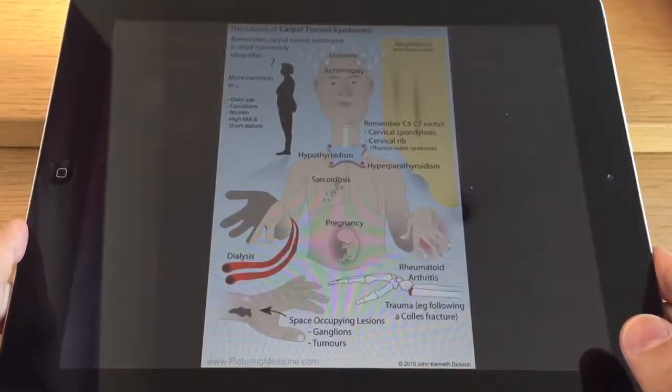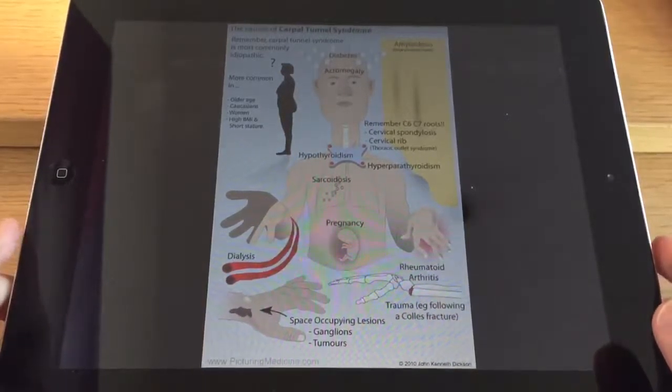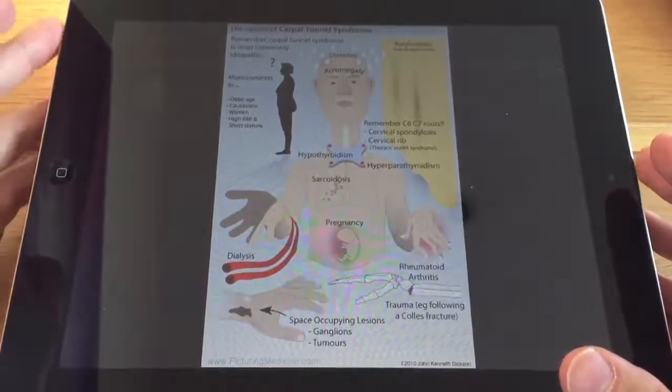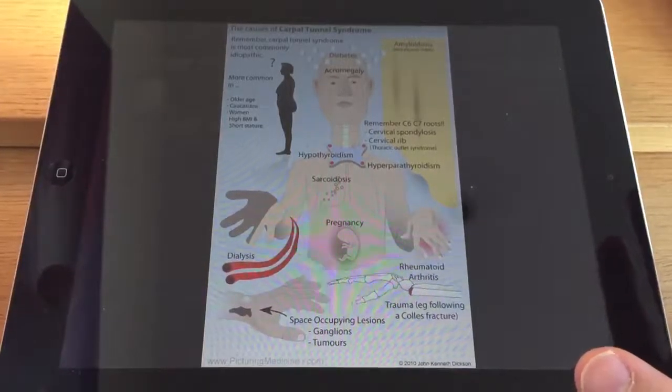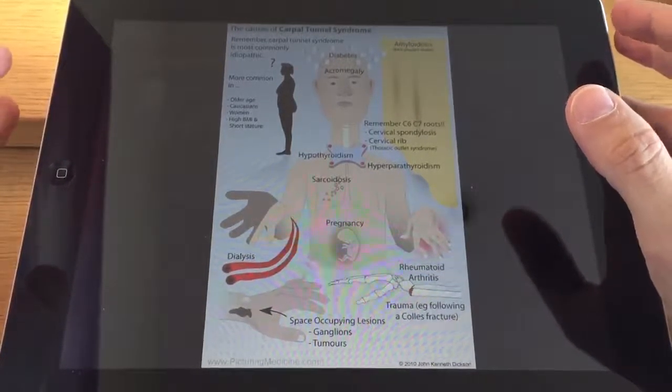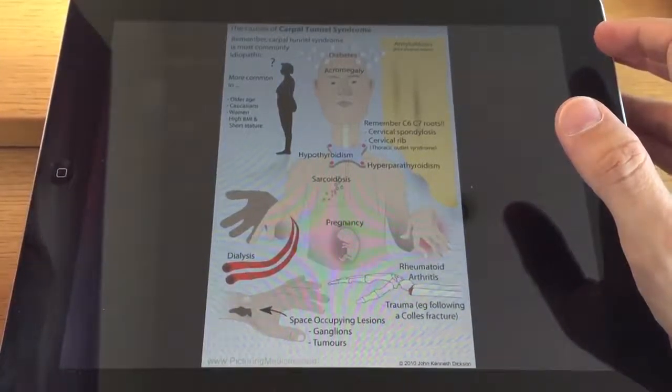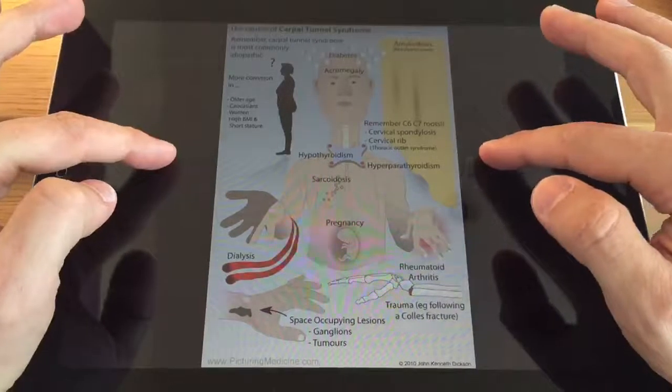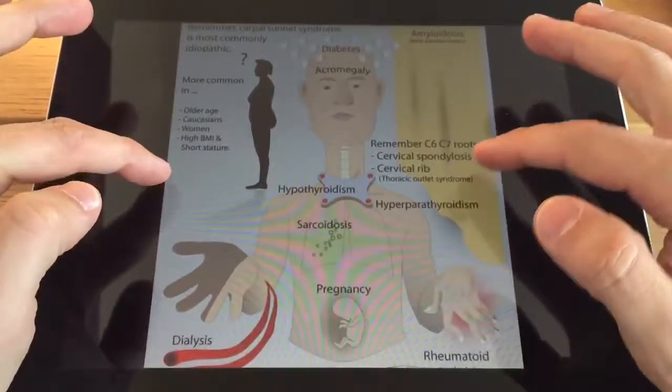Right, so this is a very quick run through on carpal tunnel syndrome. And again, a very stark visual aid memoir to help you with recalling the different causes of carpal tunnel syndrome. So from the top down, carpal tunnel syndrome.